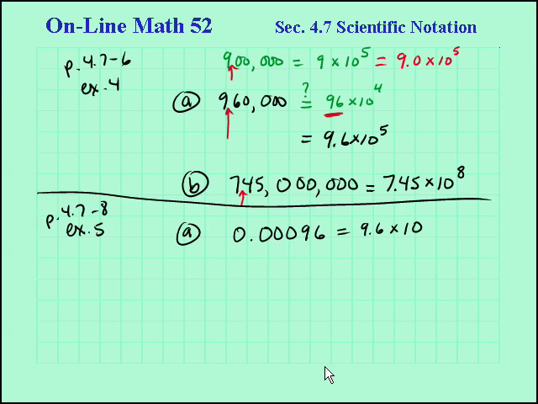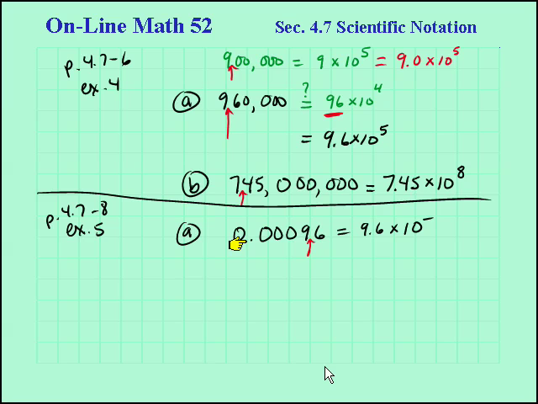Now, before I even do any counting, notice this. This number is a small number. It's a decimal number, a very small number, less than 1. So that means, what about our exponent? Exactly. It's going to be negative. But how much negative? Well, think about where I want the decimal point. I want it after the 9, between the 9 and the 6. And here it is right here.